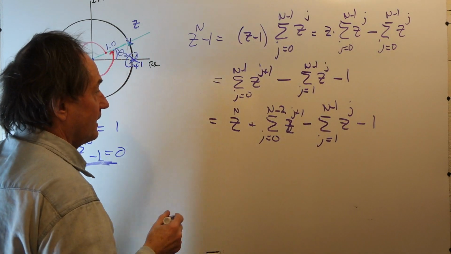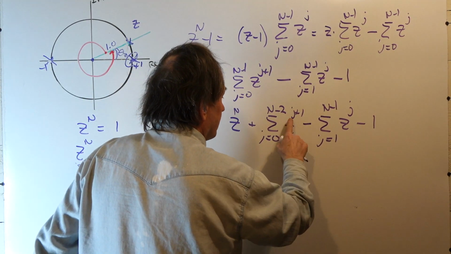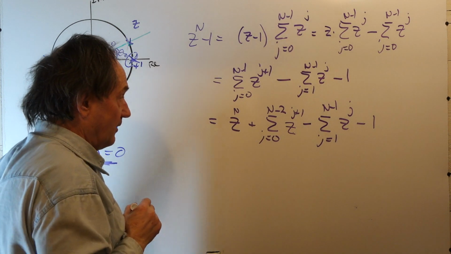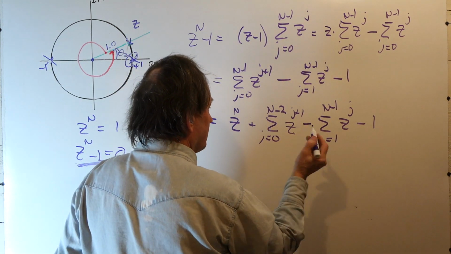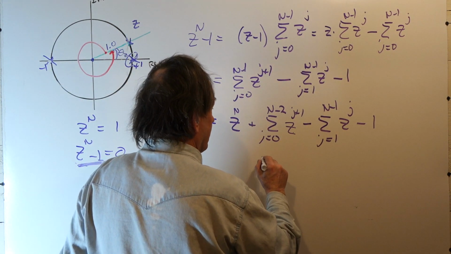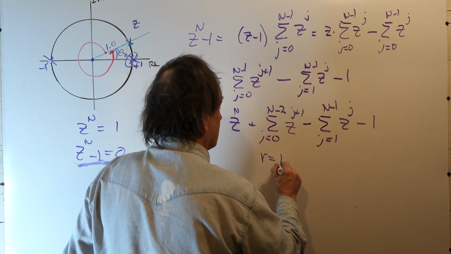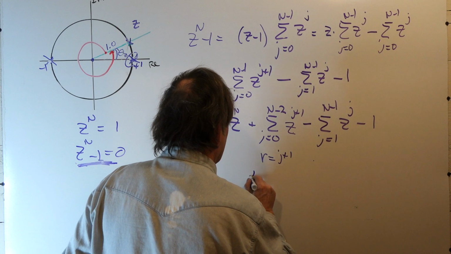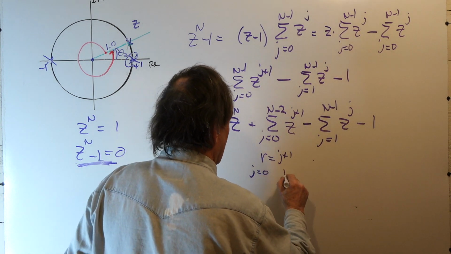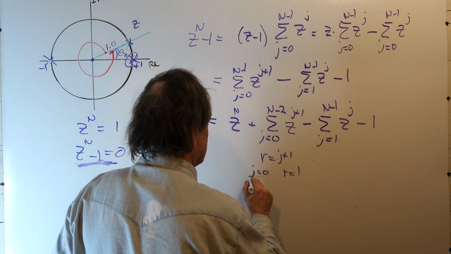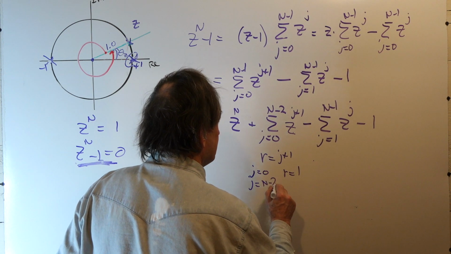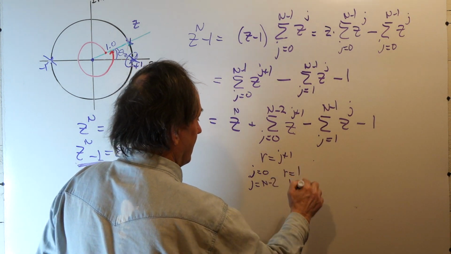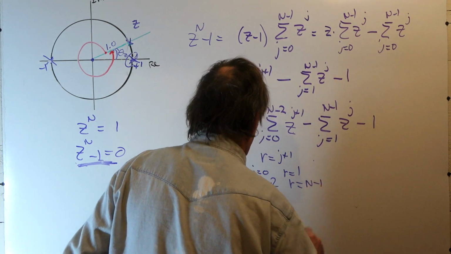Now, let's look at this sum here. Let's change our indices. I'm going to let r equal j plus 1. So when j is 0, r is equal to 1. And when j equals n minus 2, putting n minus 2 in here, r is equal to n minus 1.